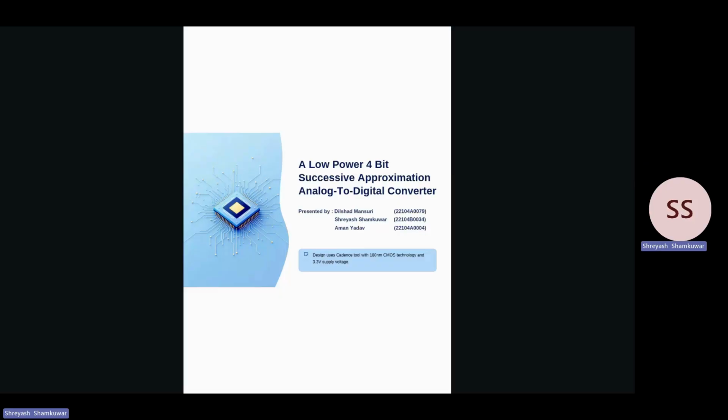This project was carried out by our team, Dilshad Mansoori, Shreyash Shamgar, myself, and Aman Yadav. We focus on achieving a design that consumes very low power while maintaining accuracy and speed, making it suitable for low power applications like embedded systems and portable devices.